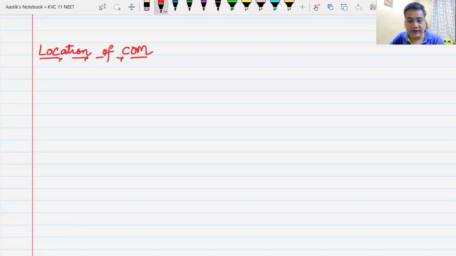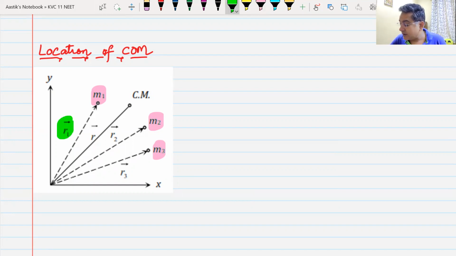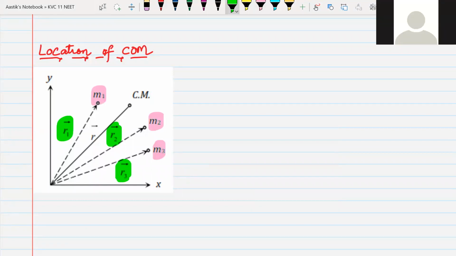So, if I take the example of this system, as you can see, it has got three particles. The three particles it has are M1, M2, and M3. And the position of M1 is given by R1 vector. The position of M2 is given by R2 vector. And the position of M3 is given by R3 vector.